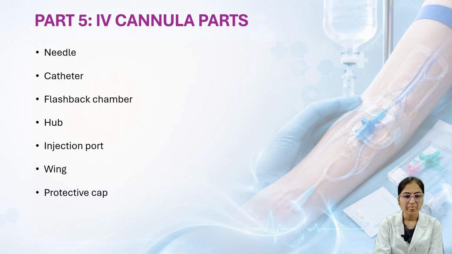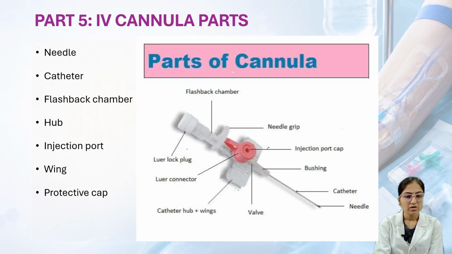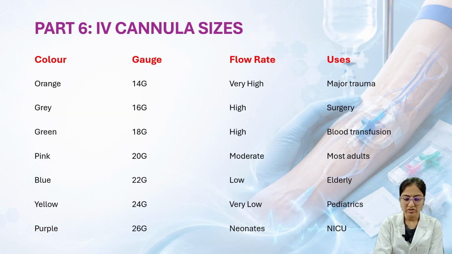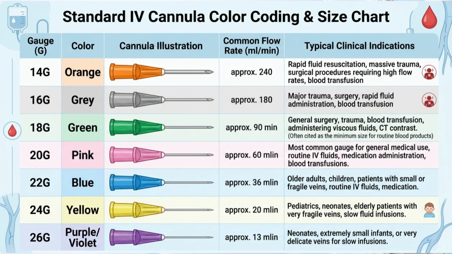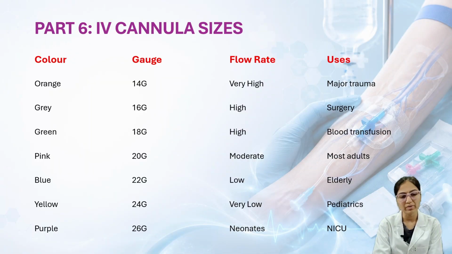Next we'll see IV cannula parts. The most important: needle, catheter, flashback chamber, hub, injection port, wing, then protective cap. We'll see IV cannula sizes: color, gauge, flow rate, uses. Okay, we'll see one by one.